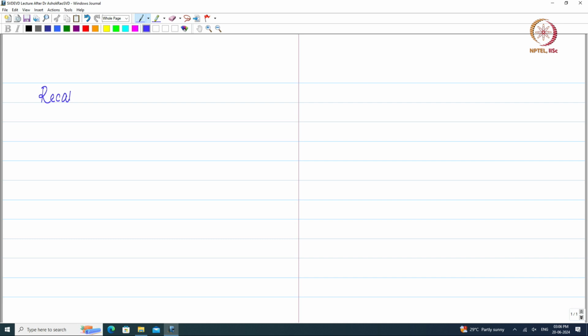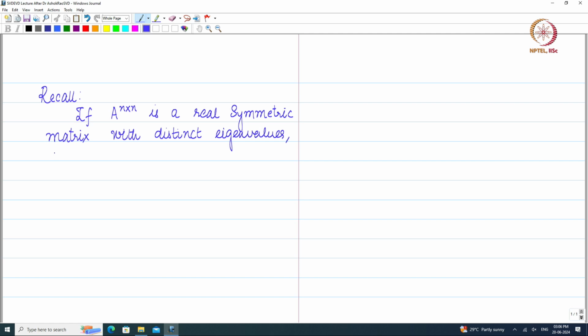So recall, if A, n by n, is a real symmetric matrix with distinct eigenvalues, then the corresponding eigenvectors are orthogonal to each other.